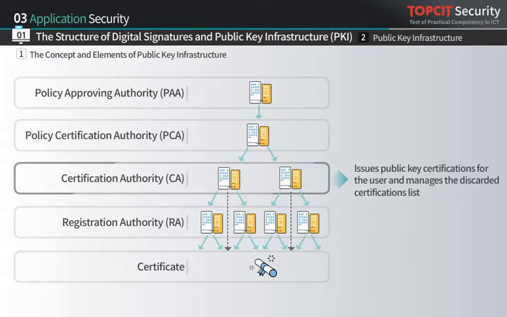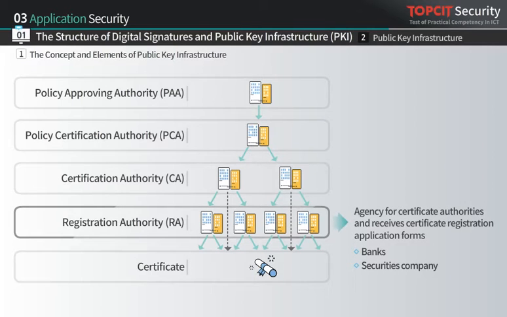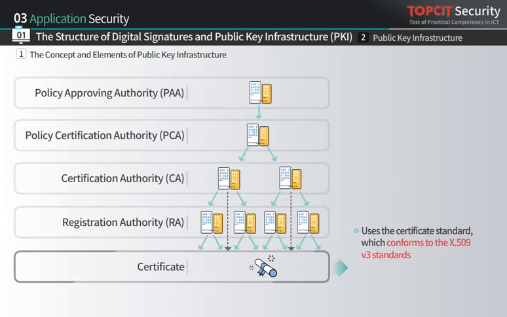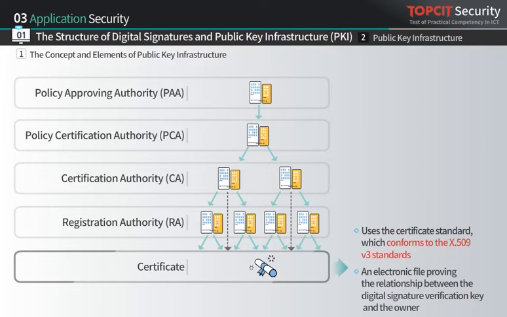Certification authorities issue public key certificates for users and manage the list of discarded certificates. Registration authorities, such as banks and securities firms, serve as an agent or accept registration applications for certificates. The certificates issued in accordance with the process follow the X.509 version 3 standard, which then act as an electronic file to prove the relationship between the verification key of the digital signature and the owner.